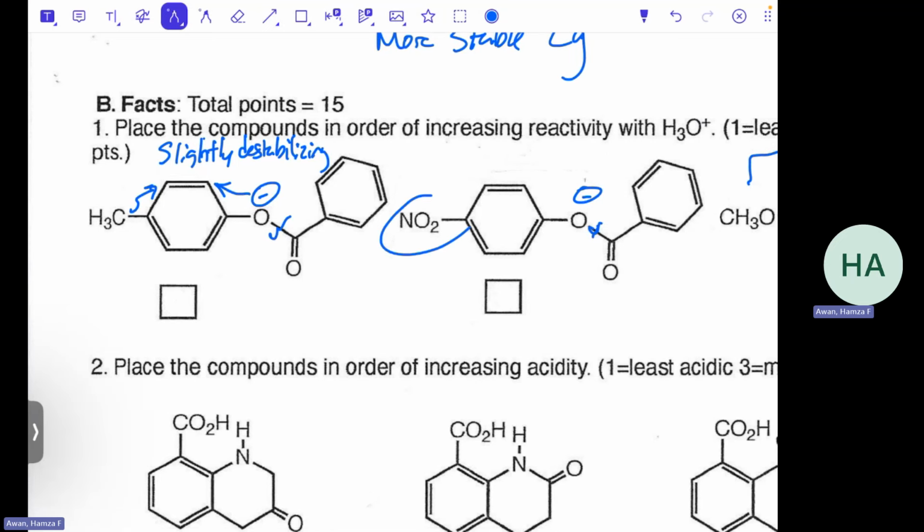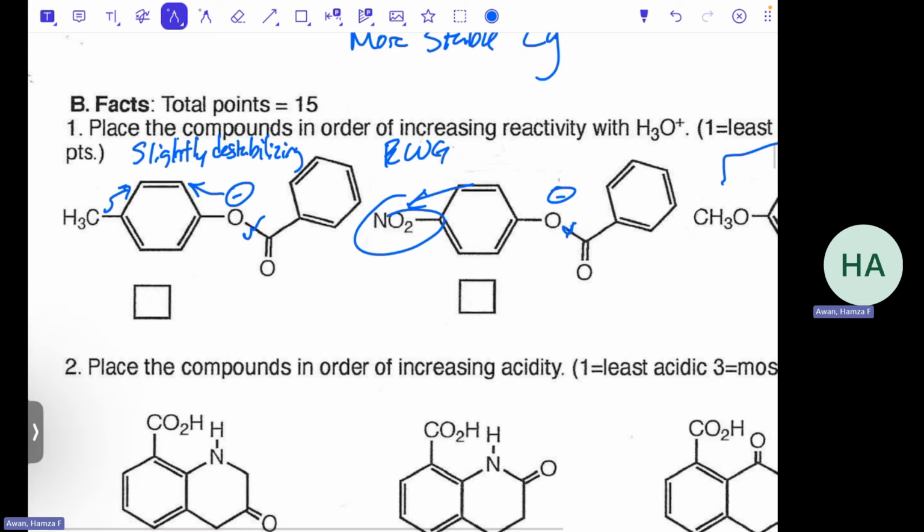So for our second one, we have something that's going to be pulling charge away from the ring. This is an electron withdrawing group, right? So this is going to be pulling charge away from the ring, and it's also going to be pulling charge away from the oxygen. So this oxygen is going to have a weaker negative charge, and because it has a weaker negative charge, it's going to be more stable, right?